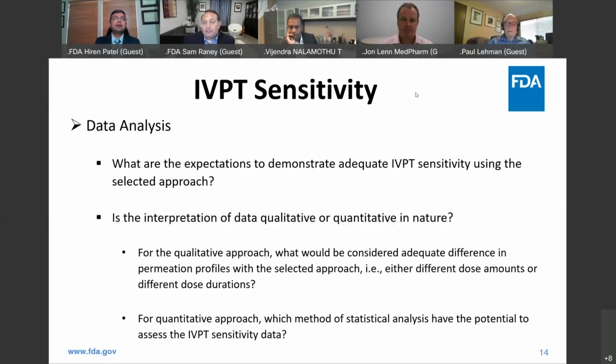So let me put this out there. If you've got 3 different dose amounts, as an example, and you've got 3 different curves, and the 3 different colored lines are differentiated, but the error bars are completely overlapping, I'm not compelled by that data. Are you?